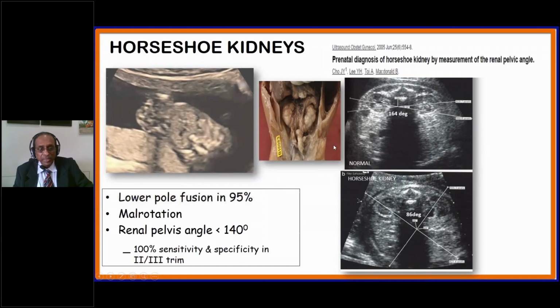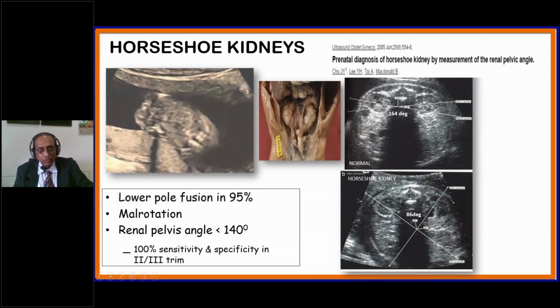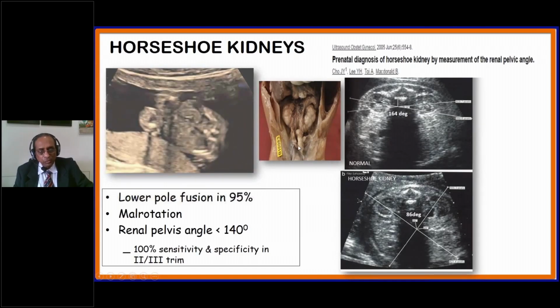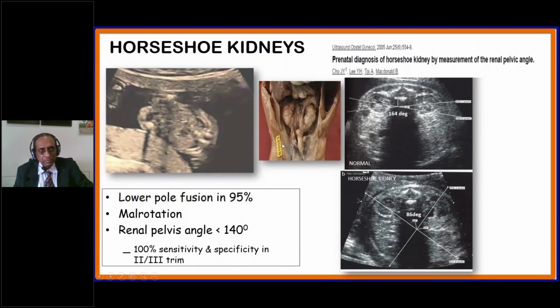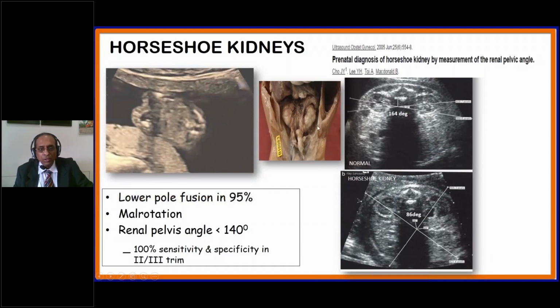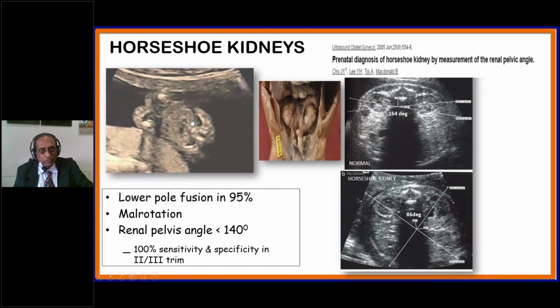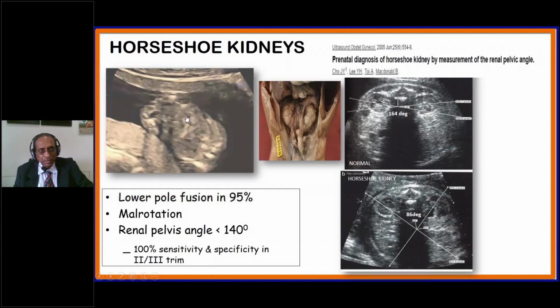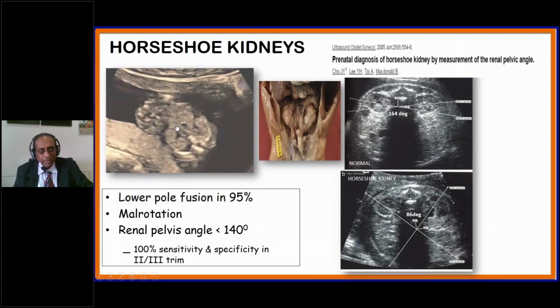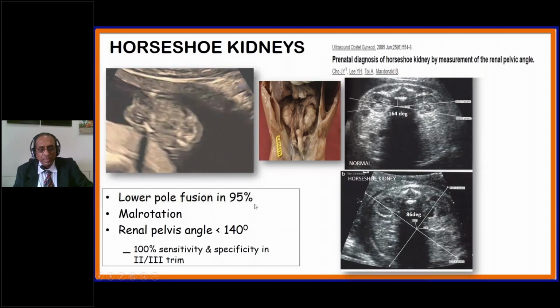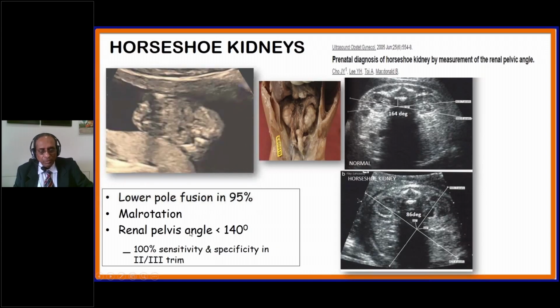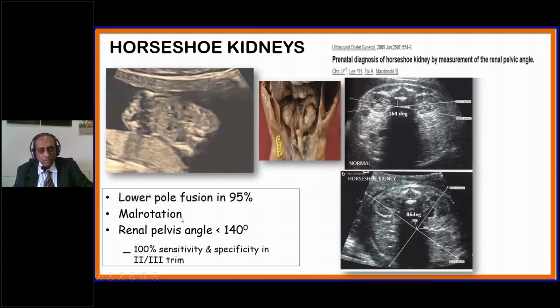Now, horseshoe kidneys can be a challenge to diagnose, and we do have some ultrasound tips and tricks for identifying horseshoe kidneys. One of them, of course, when you image in the coronal section, you can see a bridging tissue between the two kidneys. And because lower pole fusion is seen in almost 95%, malrotation and also the renal pelvis angle will be altered. What do we mean by renal pelvis angle?